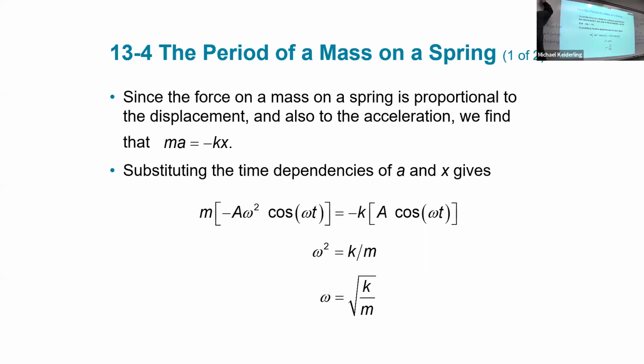Because mass times acceleration is minus kx, acceleration equals minus k over m times x. And you get omega equals the square root of k over m. So that's for a mass on a spring.